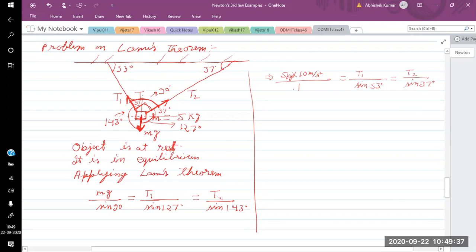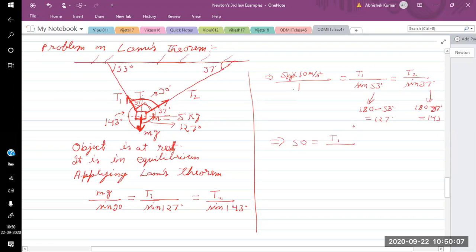Sine 143 can be written as sine of 180 minus 37, so I have written finally 37. And this is 180 minus 53. Sorry, 180 minus 37 is equal to 143, and 180 minus 53 was equal to 127. So from there we have written. Now if you solve it further, it will be 50 Newton, and T1.